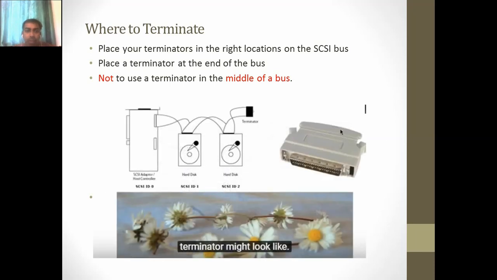And here you can see the terminator. It might look like this. The terminator is connected at the end of the SCSI device. And these are the SCSI hard disks that are interconnected with the SCSI device.